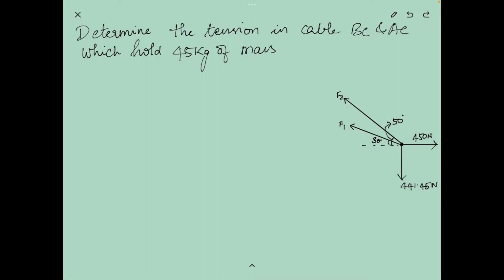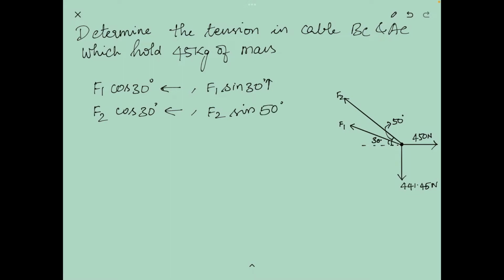When you resolve the tension force F1, you should get the horizontal component as F1 cos 30 degrees and the vertical component as F1 sin 30 degrees. Doing the same for the tension force F2, we will have the horizontal component as F2 cos 50 degrees and the vertical component as F2 sin 50 degrees. This must be 50 degrees because the angle of inclination for F2 is 50 degrees along the x-axis.